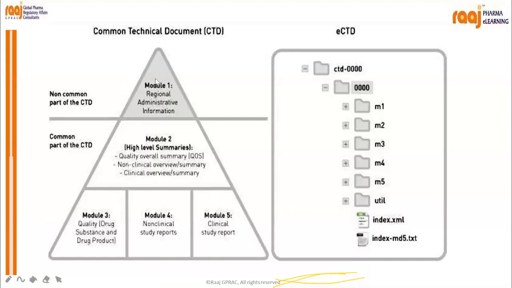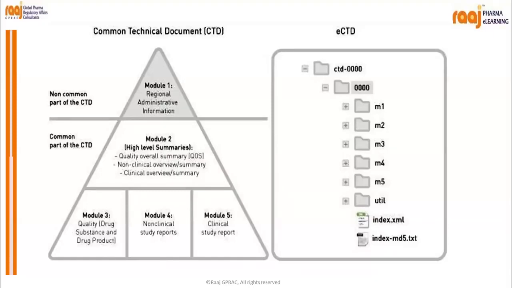Module 1 always talks about the regional administrative information, and it is not a common part. All the other modules, 2, 3, 4, 5, are common parts for the CTD or eCTD, but module 1 is not common and it is not part of CTD. Why? Because it comprises all region-specific requirements, regional-specific information. Now today I have to submit my submission to Japan, Europe, or Russia. So I have to fulfill the regional-specific requirements of that specific country.